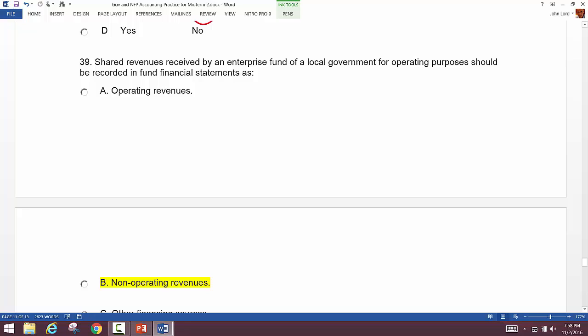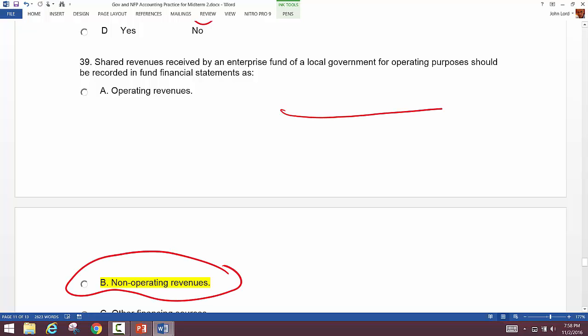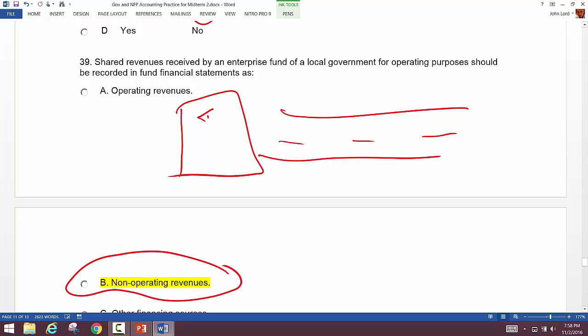Shared revenues received by an enterprise fund are considered non-operating. Remember we had the roads, and if it was a toll road, that made it an enterprise fund, right? But remember I said I could also have this little box over here, and this was gas tax. And I said that what?